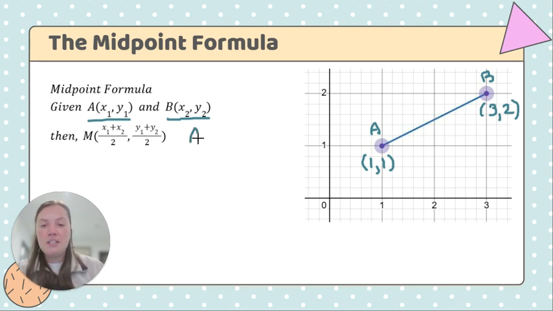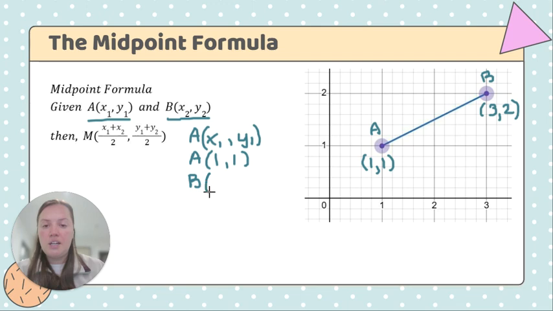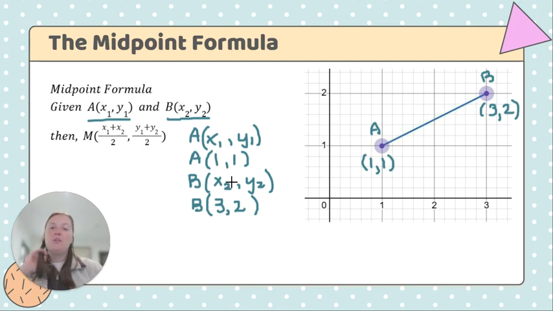I can label these to make it a little bit easier to identify which one is my x1 and which one is my y1. That can get super, super confusing, so it's always a good idea to write down all of your information. And then B, we're talking x2, y2, and the point is located at (3, 2). So these are our x values and our y values for each one of our points.